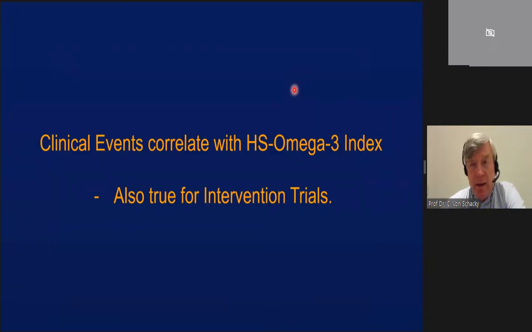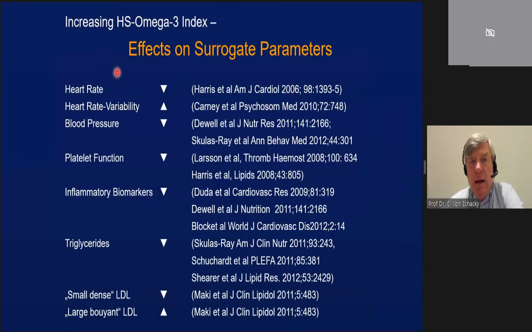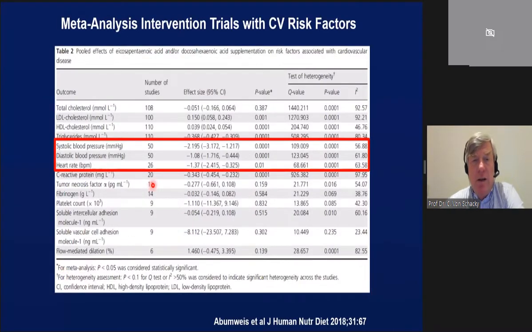The fact that clinical events, important clinical events, and maybe also not so important clinical events correlate with the omega-3 index is also true for intervention trials. Increasing the omega-3 index improves a lot of surrogate parameters like heart rate variability, blood pressure, reduces inflammatory biomarkers, triglycerides, and changes the composition of LDL towards a less atherogenic composition. And omega-3s do reduce blood pressure.